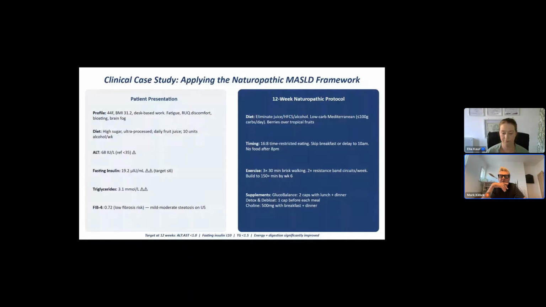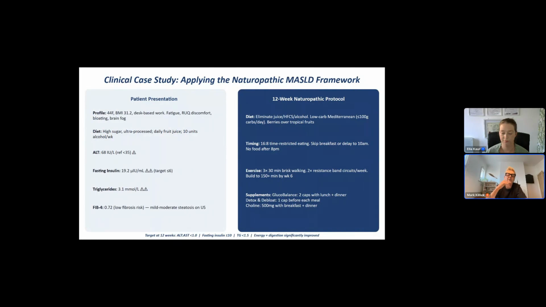So the 12-week naturopathic protocol was to eliminate the juice, the high fructose corn syrup, the alcohol, and put her on a low carb Mediterranean style diet that we spoke about before, using berries over tropical fruits. Putting her on a 16/8 time restricted eating, so that was just delaying food till 10 a.m., no food after 8. Also increasing her exercise, things like brisk walking, but also some resistance band work as well, building up her exercise as she went through it.